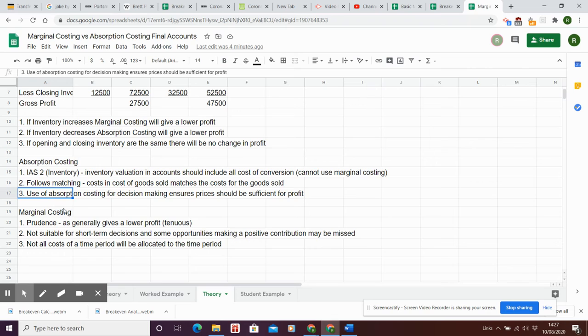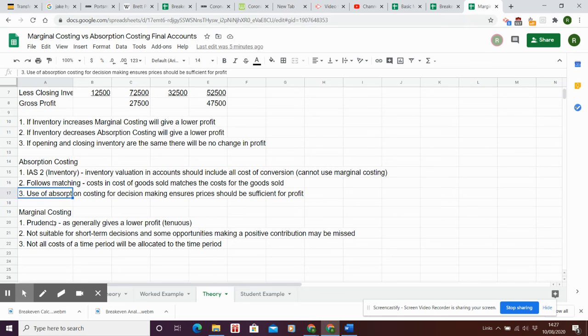And then this is where we're getting away from the question of absorption costing and income statements and closing inventory valuations, and more into a general reason for using absorption costing, but the mark schemes allow it. And in terms of decision making, because absorption costing includes all the costs, then hopefully the prices that a business charges should be sufficient to ensure a profit is made. Okay, so they're the advantages with using absorption costing.